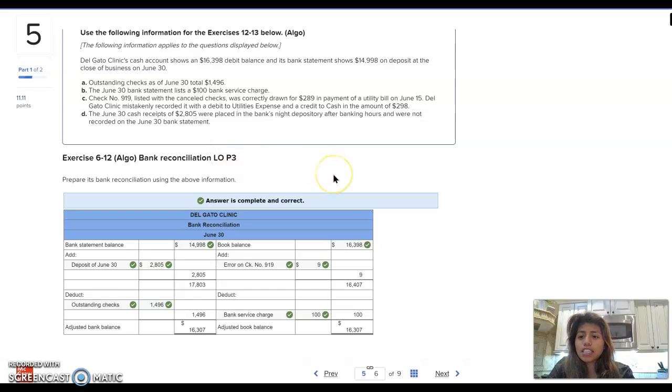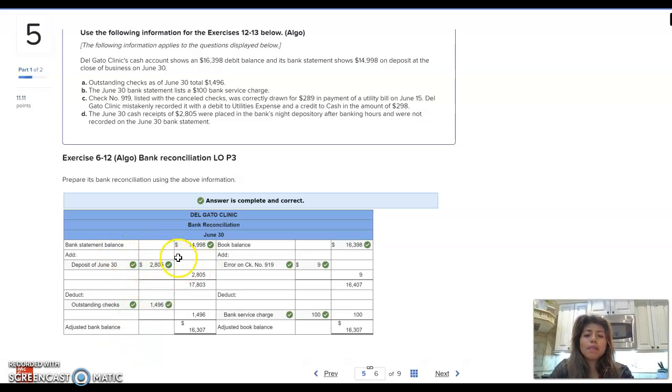And then letter D says the June 30 cash receipts of $2,805 were placed in the bank's night depository after banking hours and were not recorded on the June 30th bank statement. So it was after banking hours, and it was in the bank. So it was recorded here in the book balance because they were like, okay, well, we're going to put it there. But the bank didn't get it until the next day. Therefore, it's a deposit to be added in the bank statement. And so it's right there.